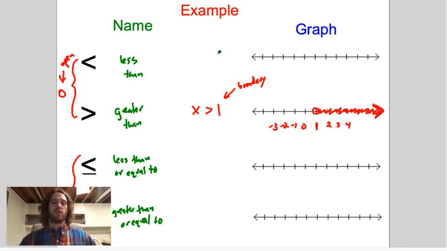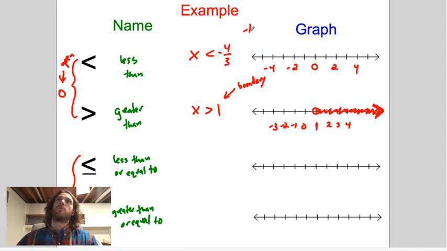Okay, yeah, so this is our boundary. Let's do another one. Up here, I'm going to do x is less than -4/3. All right, -4/3 is between two whole numbers. So maybe we'll put 0 there, and then maybe this is -2, and you can skip around a little bit. You don't have to write every single number if you don't want to. That's -4. -4/3 as a mixed number would be -1 1/3. So where is that on our number line?